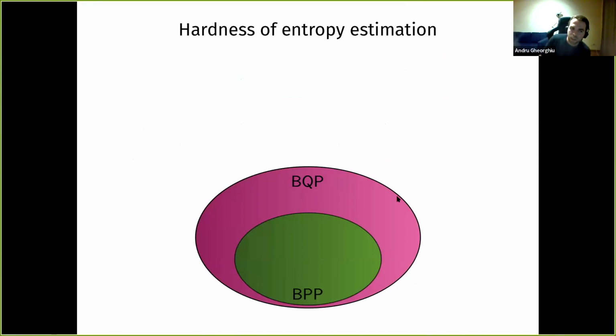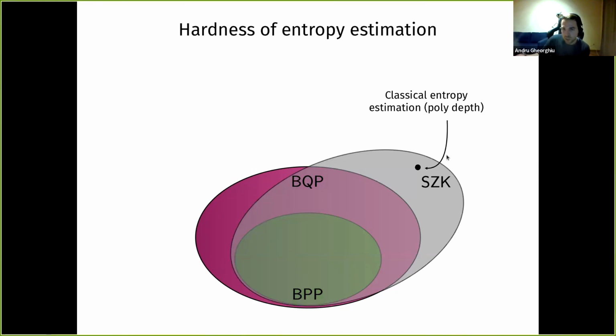In complexity theory, we're usually interested in these two complexity classes. BPP is the class of problems that we can solve in polynomial time on a classical computer. And BQP is the class of problems that we can solve in polynomial time on a quantum computer. So these correspond to efficient computations, things that we can solve efficiently.